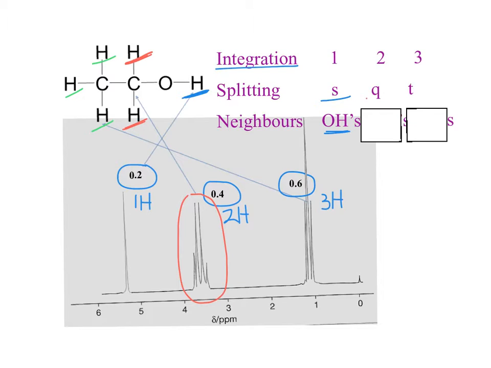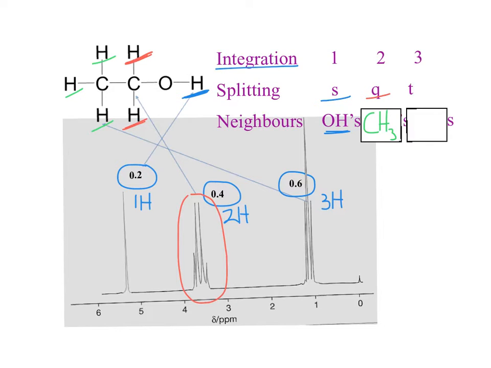Now this peak is a quartet, Q for quartet. Now I'm looking at the carbon adjacent to it. So I can see that on the adjacent carbon there are 3 green hydrogens. Now it splits according to the n+1 rule, so 3 + 1 is 4. That means that this peak splits into 4 and it is a quartet. So therefore when I want to fill in the neighbours, they are these 3 green hydrogens.